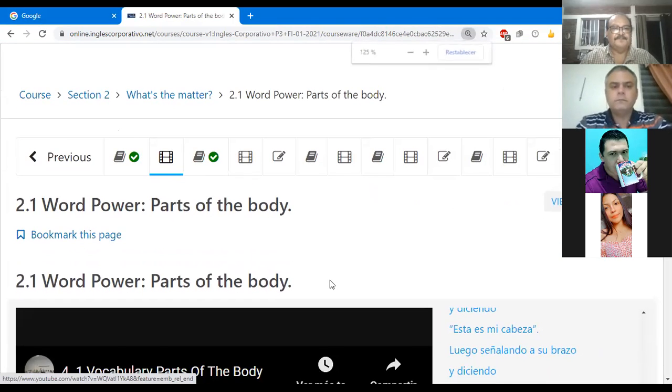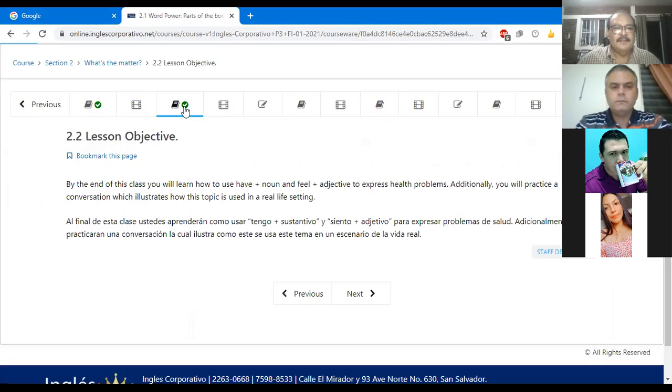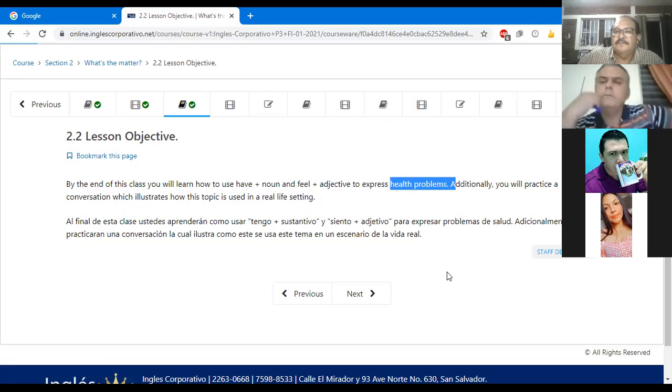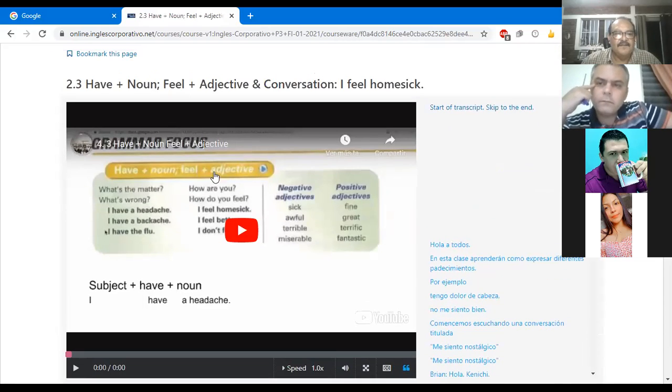Okay, so these are some of the words. Now in this one, it says, by the end of this class, you will learn how to use have plus noun and feel plus adjective to express health problems. This is when we need to go to the doctor, something practical, that is important to know. For example, these are expressions, the same vocabulary, remember?